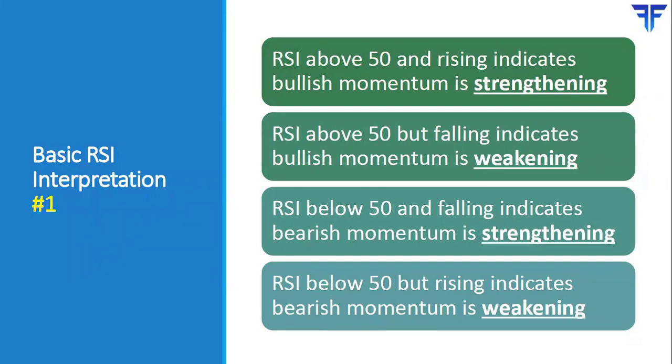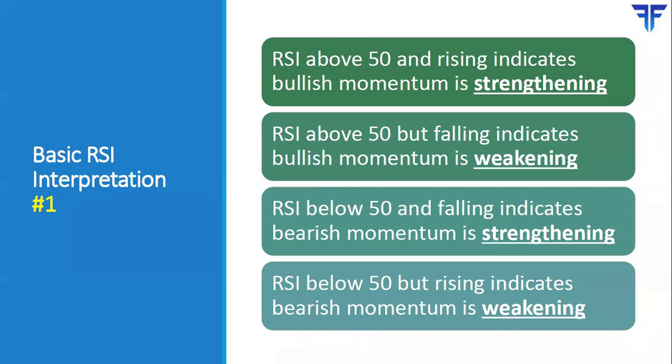So the first interpretation that you need to make is that, at any point in time, the RSI could be above 50 and it could be rising. So if the RSI is above 50 and if the RSI is rising, what does it tell you? Remember again, I said earlier that whenever RSI is above 50, the bulls are in control. So the momentum is bullish.